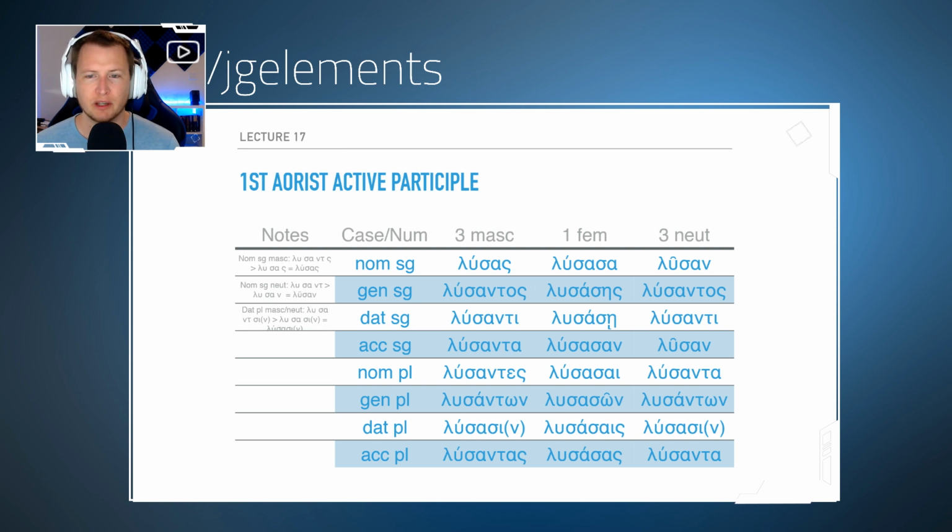What about the first feminine? You have li, you have sa, you have sa again. So lisasa, lisasis, lisasi, lisasan. We have the alpha eta shift in the genitive and dative singular. We have lisasan, lisase, lisason, lisases, lisasas. Okay? So that's the first feminine singular.